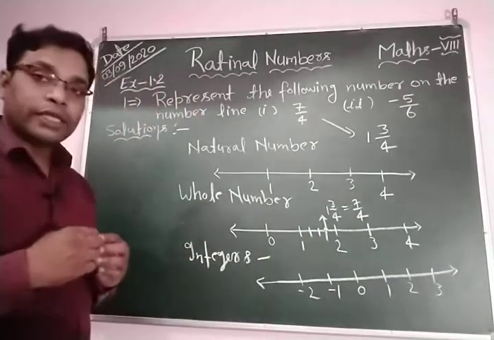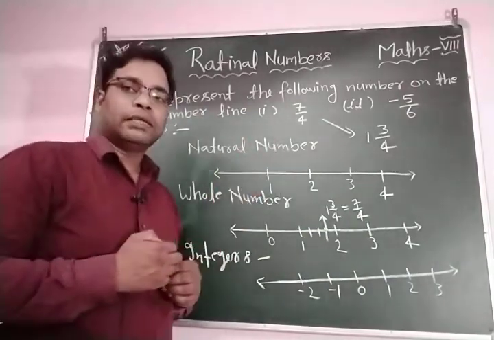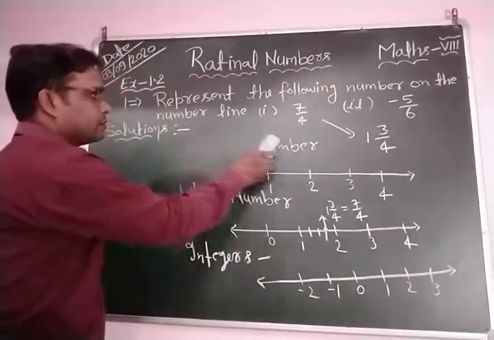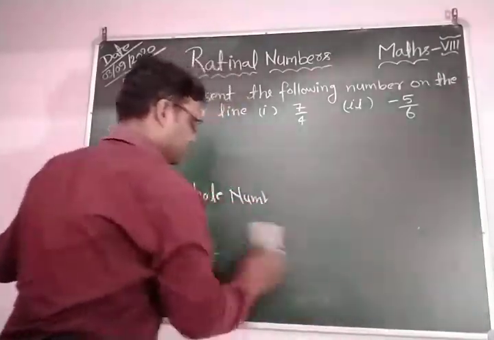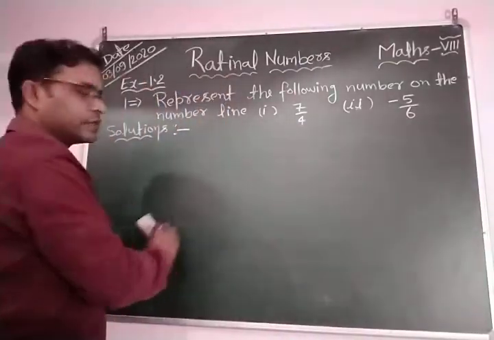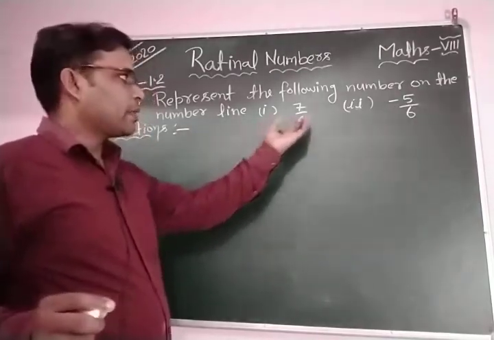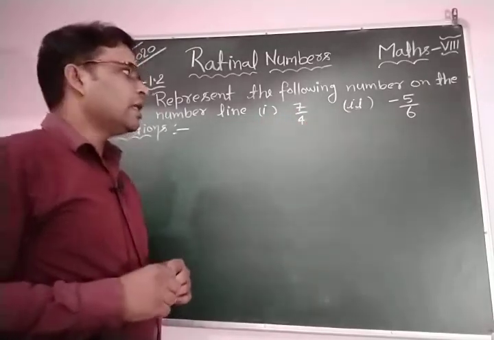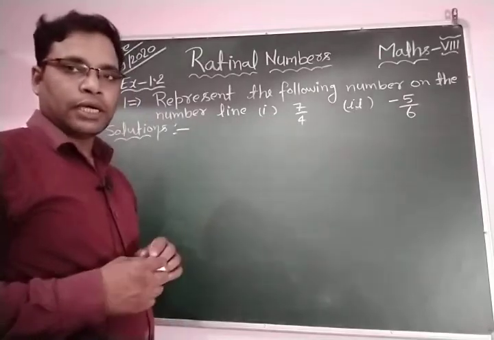In the other way, how can we represent 7 by 4 on the number line? Let's see. In the first way, this is an improper fraction. First we convert this fraction into a mixed fraction. After this we represent 7 by 4 on the number line.